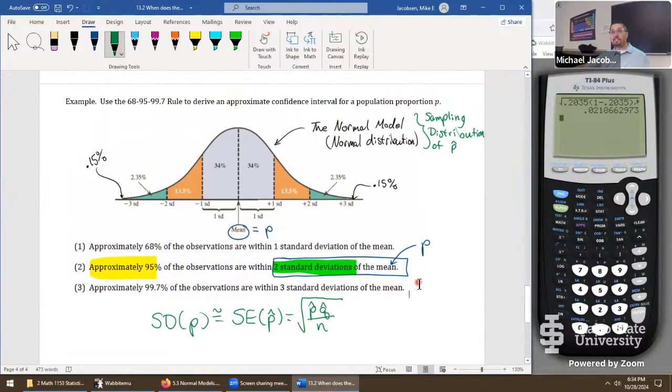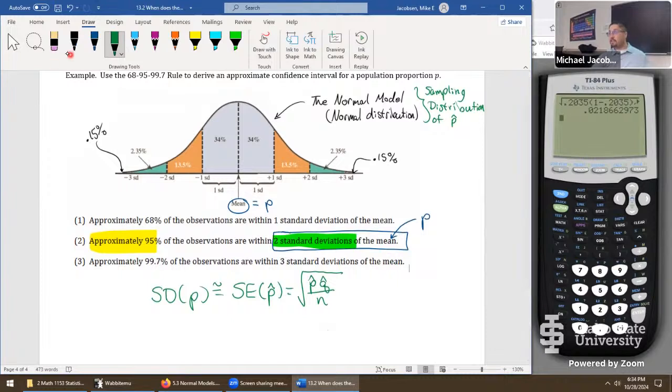So we have a lot of major things going for us. We have the center, it's the mean p, the true population's proportion of successes. It says the statistic p hat comes from this normal model, and 95% of the time, p hat is within 2 standard deviations of p, is what this is now saying. So let's say this all together for one overall statement.